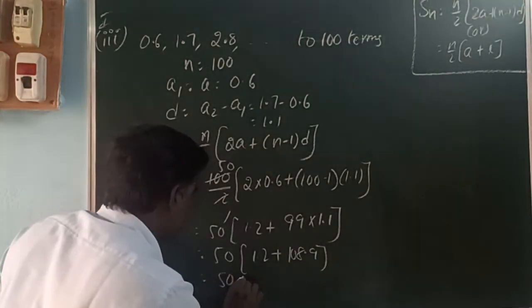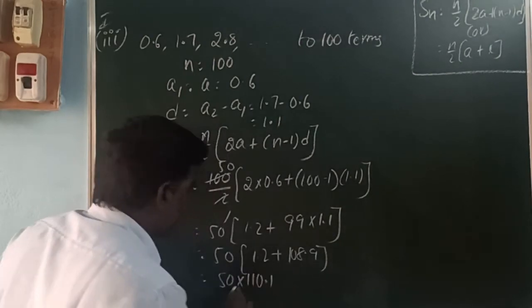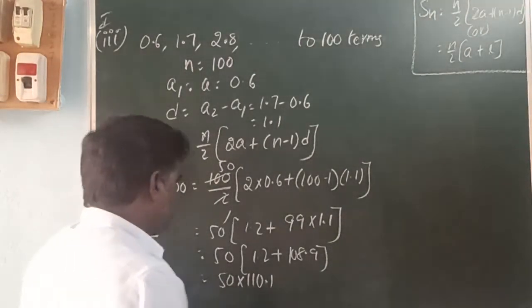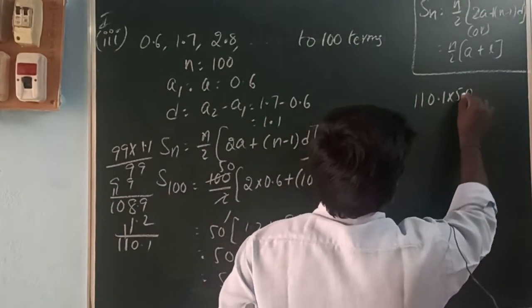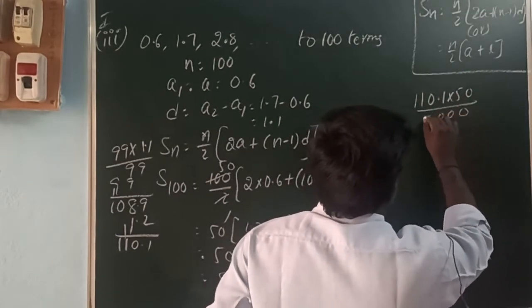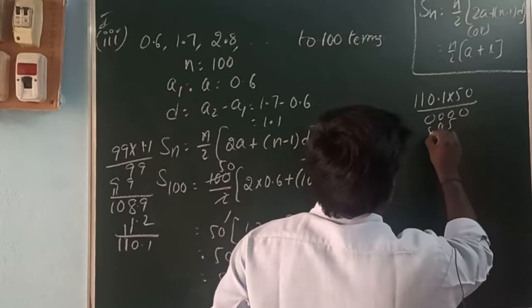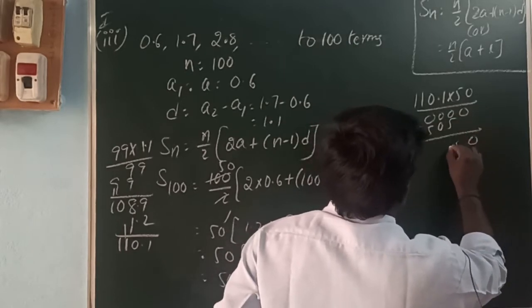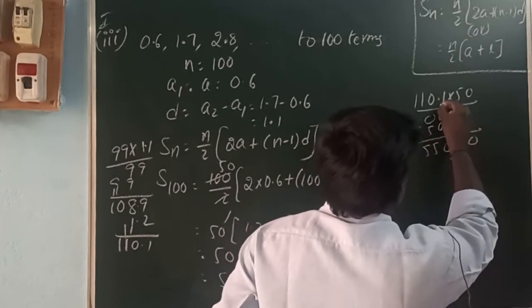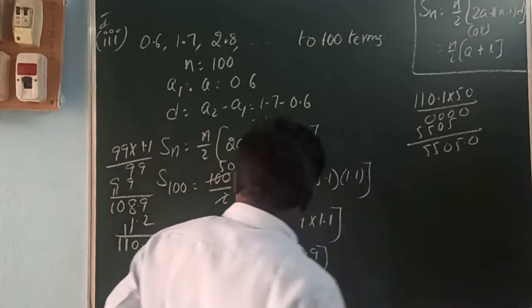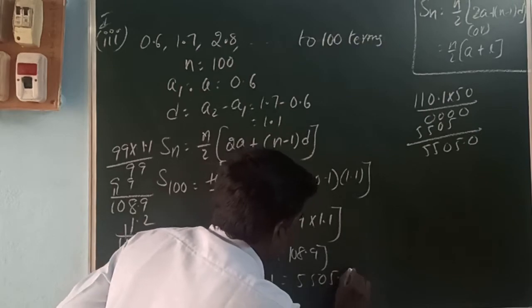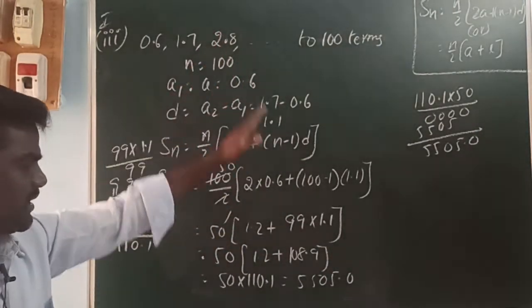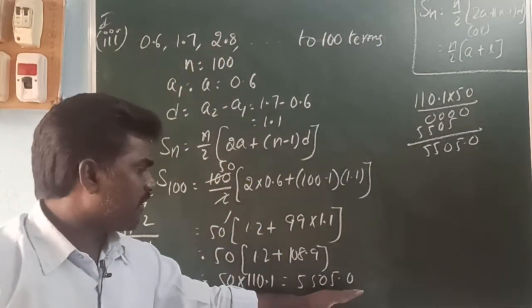So 50 into 110.1. We can multiply 110.1 into 50: 0, 0, 0, so here 5055. How many decimals are there? One decimal. So here how much? 5505.0. So the sum of 100 terms is 5505.0.